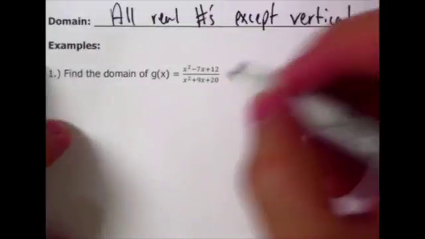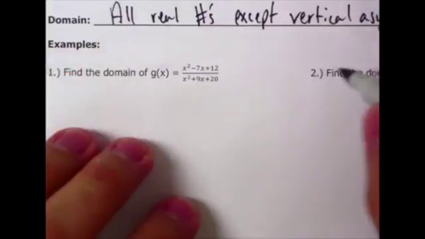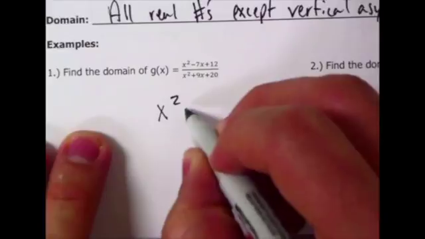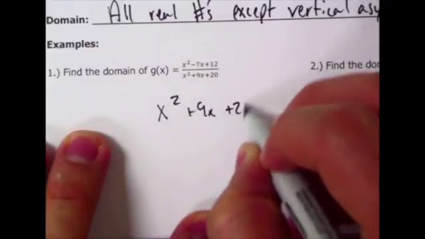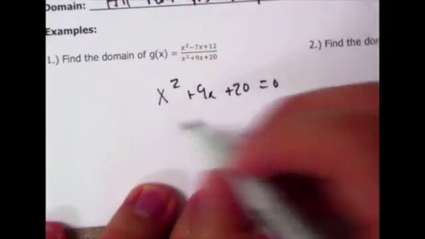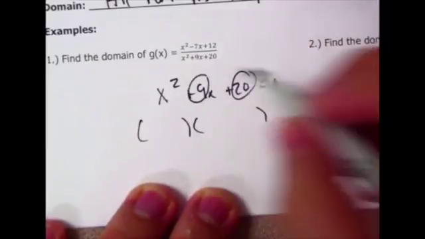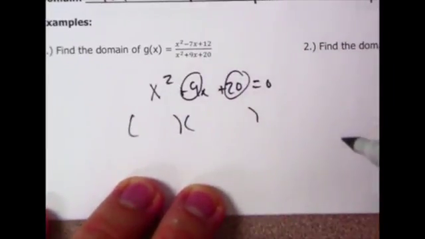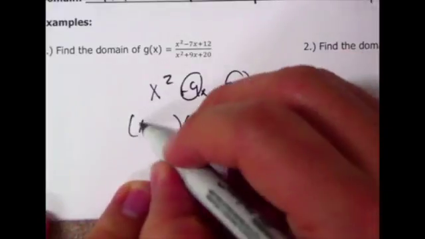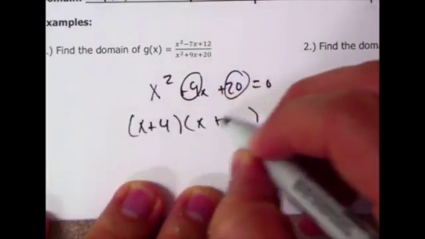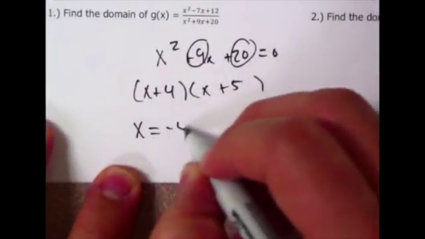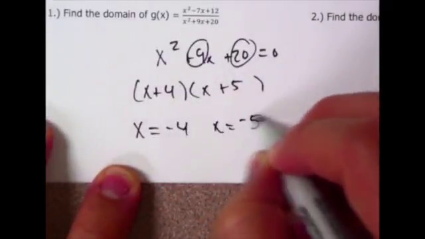So the domain here, if we set the denominator, I'm only going to do one of these, but if we set the denominator equal to 0, so x squared plus 9x plus 20 equals 0, we factor this. What multiplies to be 20 and adds to be 9? Well, you should have got 4 and 5. x plus 4 and x plus 5. So when we set them equal to 0, we get x equals negative 4 and x equals negative 5.